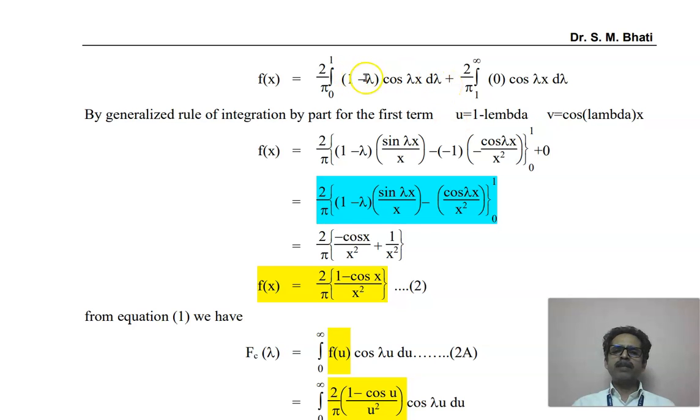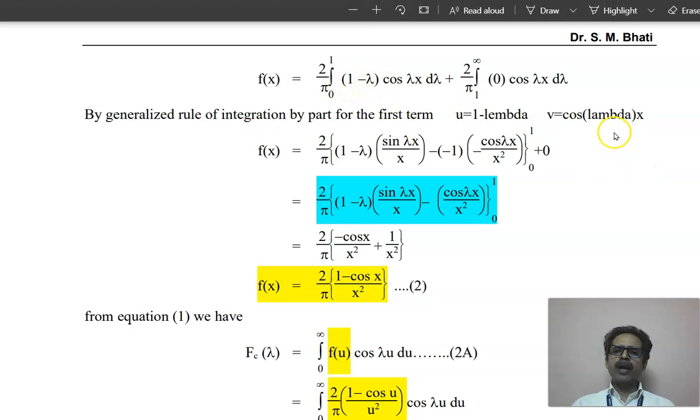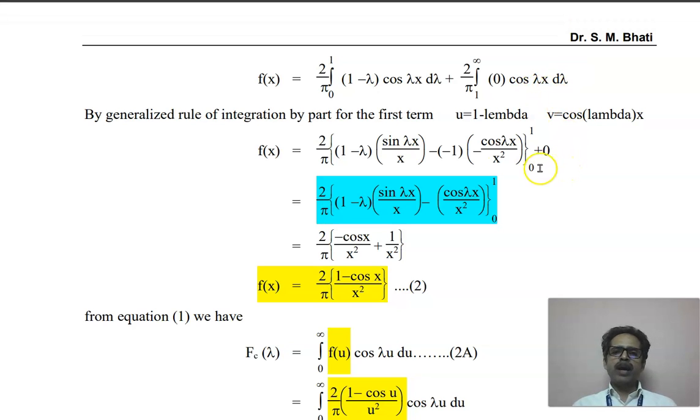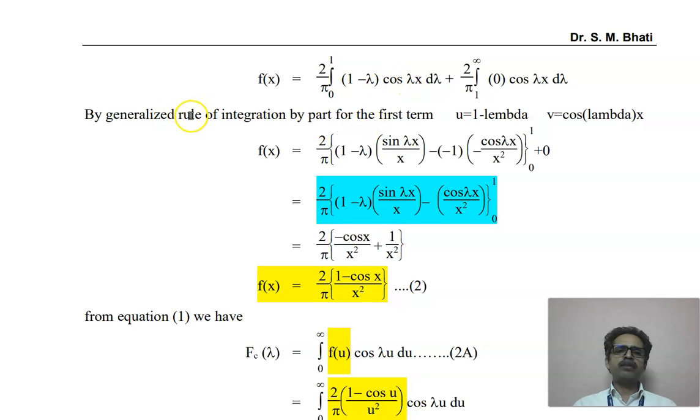So here there is a product of two functions of lambda. One is 1 minus lambda, another is cos lambda x. So this 1 minus lambda is a polynomial in lambda. So take it as u, and this cos lambda x you can take as v, and now apply the generalized rule of integration by parts to the first term. The second term is very simple, the second term became 0. In the generalized rule of integration by parts, we have to write the polynomial 1 minus lambda as it is, and we have to integrate this cos lambda x, which is sin lambda x upon x, because x is a constant here.